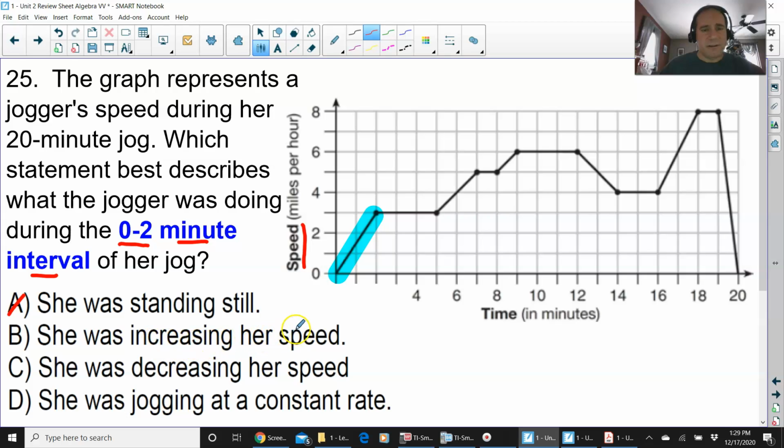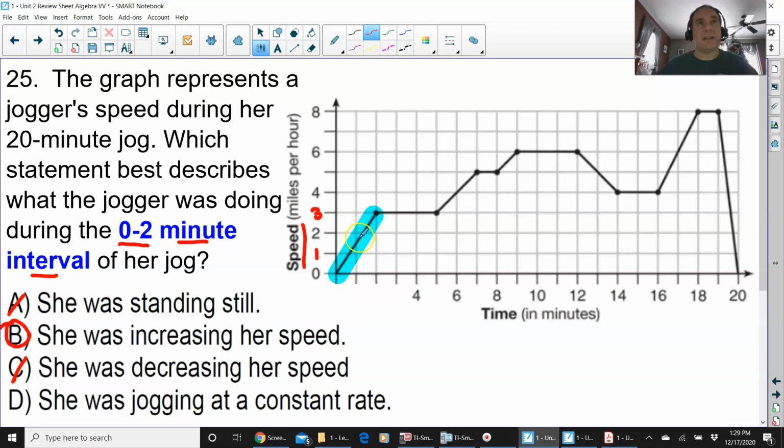She was increasing her speed. Well, she was at 0 miles per hour, and then 1 mile per hour, and then 2 miles per hour, and then 3 miles per hour. She was increasing her speed. B. She was decreasing her speed. No, decreasing speed would be over here. That's out. She was jogging at a constant rate.